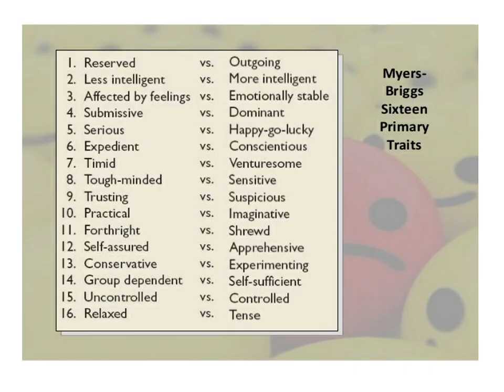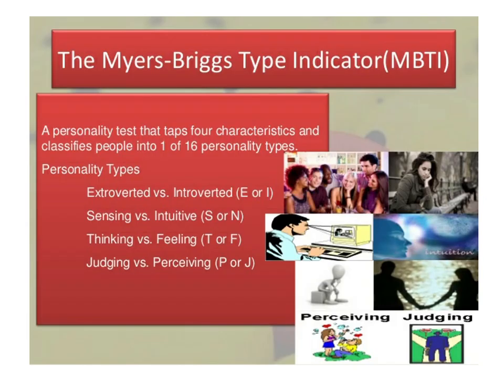Reserved versus outgoing, less intelligent versus more intelligent, affected by feelings, submissive versus dominant, serious versus happy-go-lucky, expedient versus conscientious, timid versus venturesome, tough-minded versus sensitive, like this. So we had 16 traits. So it's basically four characteristics that classify people into 16 types.